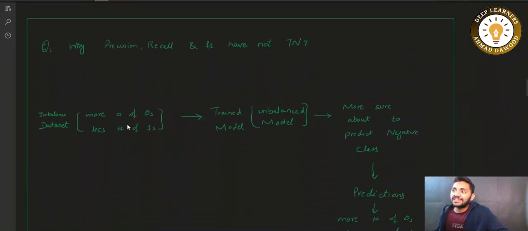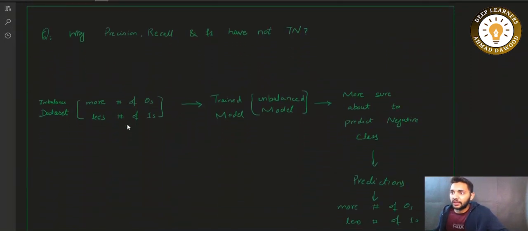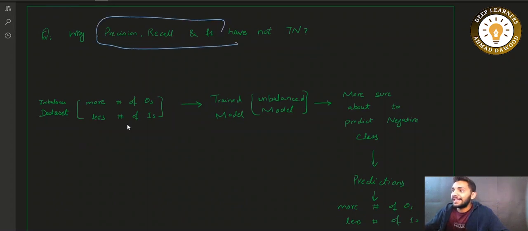Okay, why do precision, recall, and F1 not have true negatives? So these measures we usually use when we have an imbalanced dataset. And when you have an imbalanced dataset, you are pretty sure that you have more zeros and fewer ones, because in the recommendation I have recommended that the majority class will always be 0 and the minority class will be 1. If you train a model on an imbalanced dataset, you will get an unbalanced model. It is pretty straightforward here.